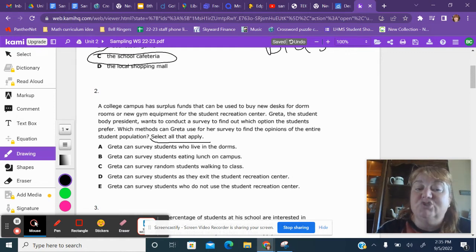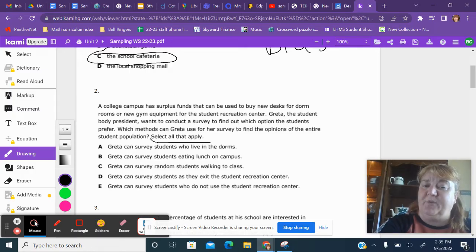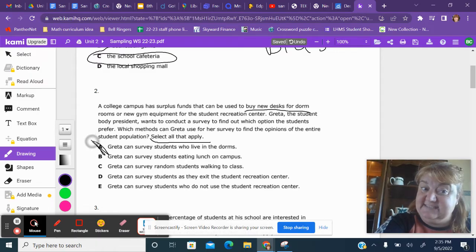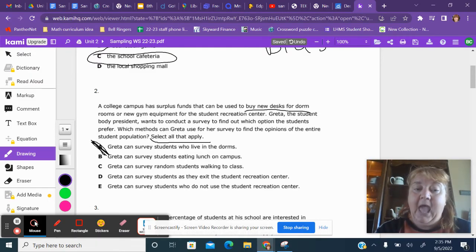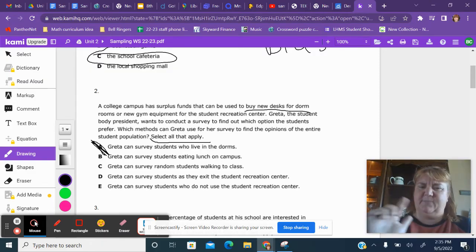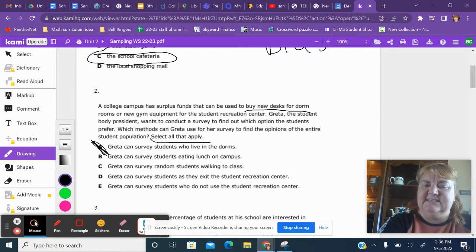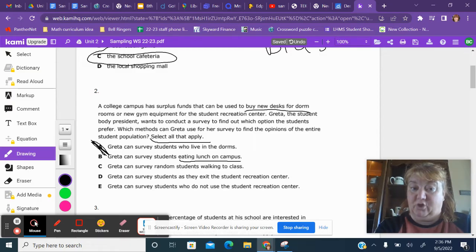Okay, Greta can survey students that live in the dorms. Well, students that live in the dorms are probably going to want new desks for the dorms. I'm not so sure that's an unbiased representation. Greta can survey students eating lunch on campus. Well, kind of like the first one, pretty much everyone eats lunch. Now, you could argue that usually the people eating lunch on campus are the people who live in the dorms, but this is saying eats lunch on campus, not just eating lunch in the cafeteria. So that might be a good option.